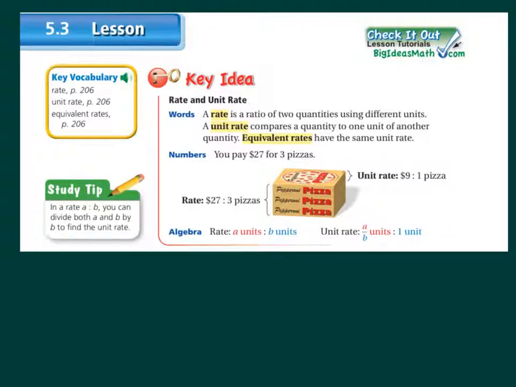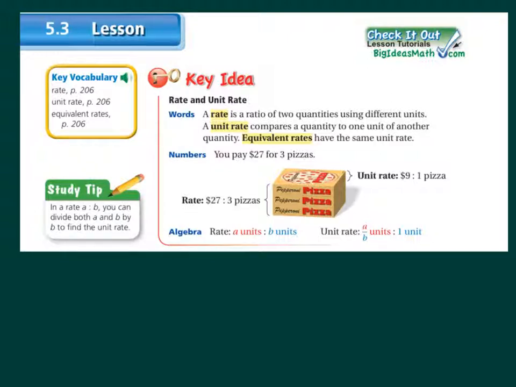In this lesson, we're going to talk about rates some more. We've been talking about ratios. The difference between a ratio and a rate is that now we're going to have units of measurement tacked on, and generally with a rate, the units of measurement are going to be different. So, for example, if you look down here at the bottom, you have $27 over 3 pizzas, or you have $9 per pizza. The units tend to be different on top and bottom.